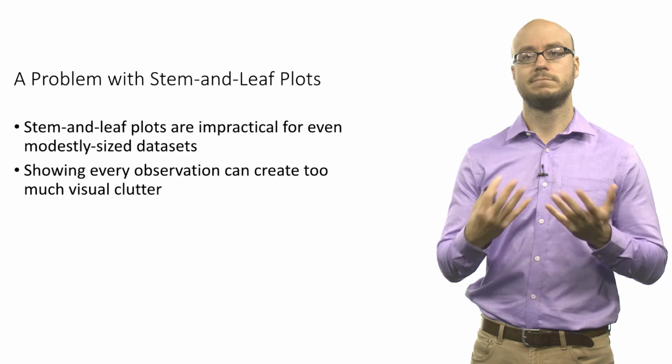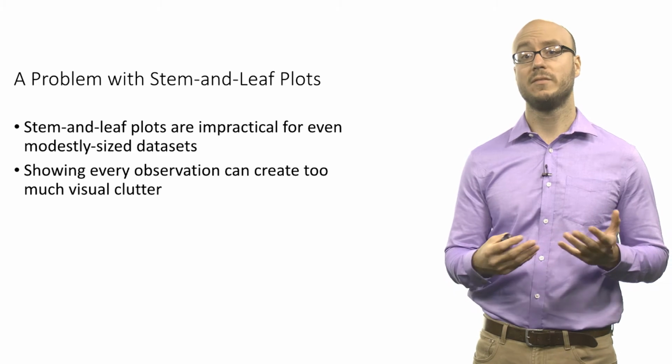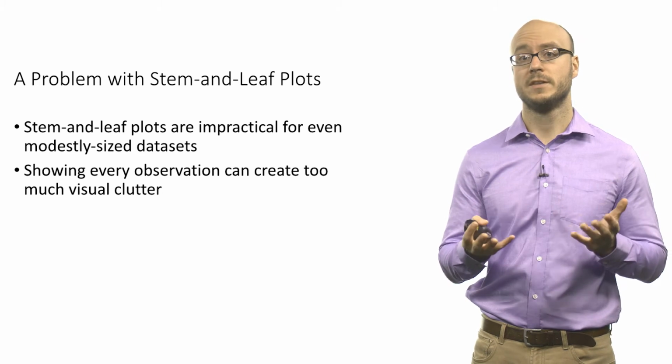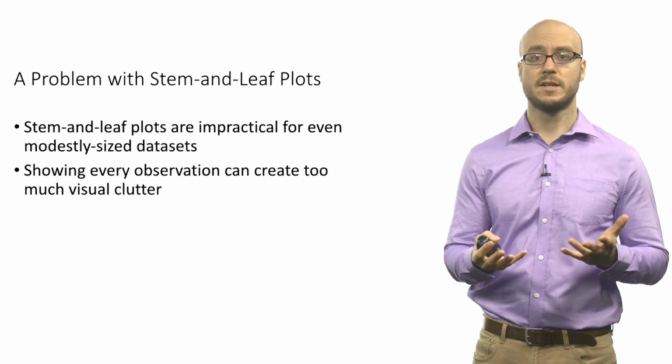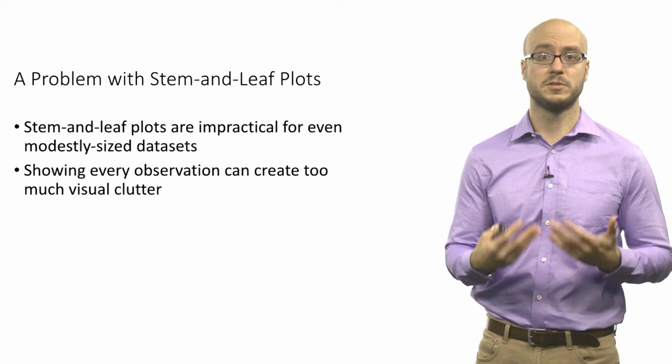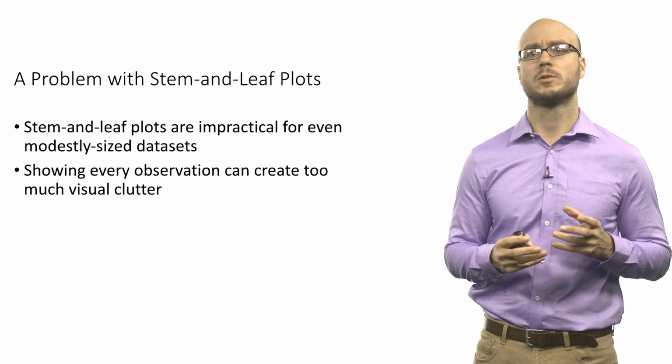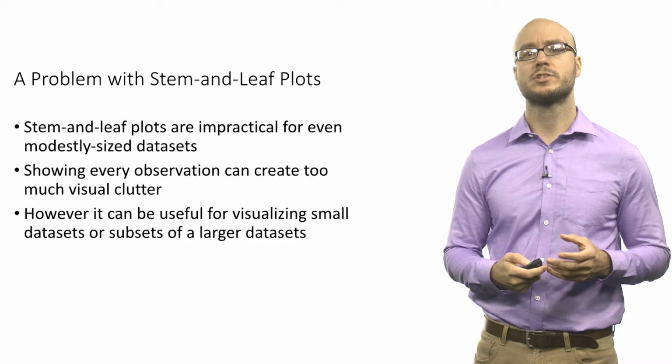But if you have a data set of 1 million people or 10,000 or even 500 people, which is quite common in survey research in the social sciences and humanities, a stem and leaf plot can be really messy and difficult to work with. It can create too much visual clutter.